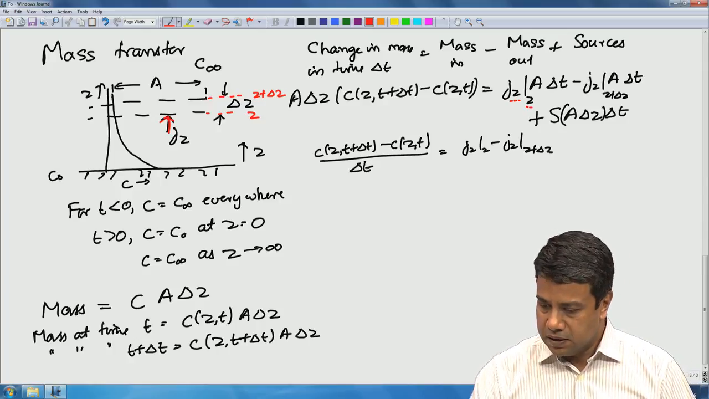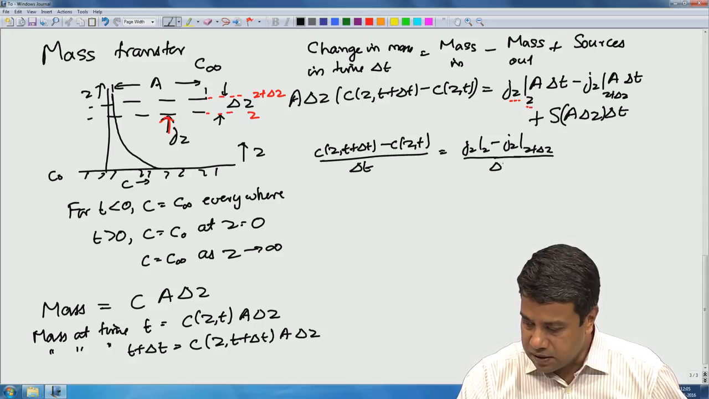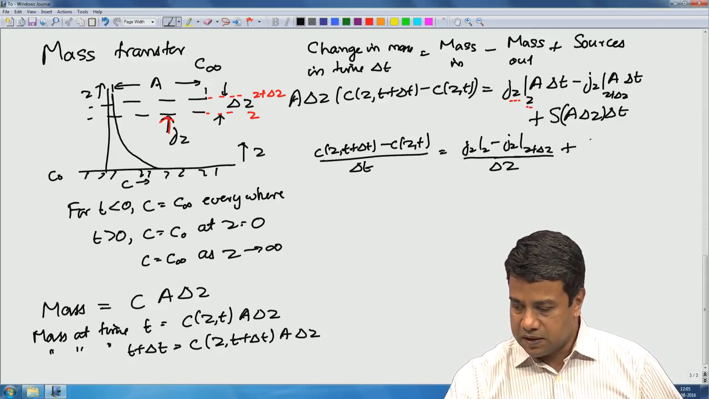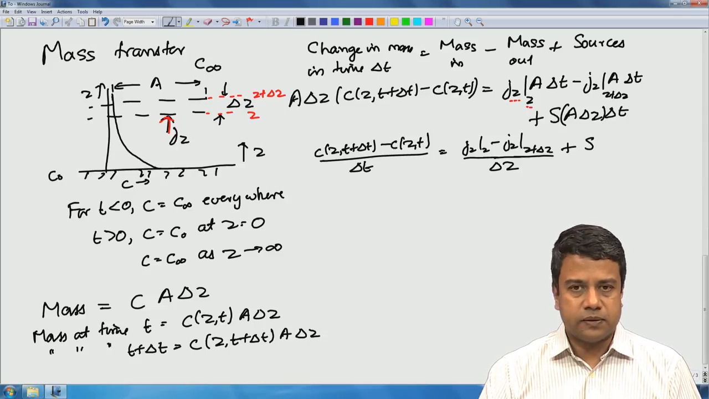So, this has now got to be divided by delta z, and you just get the source over here. So, that is the balance equation.